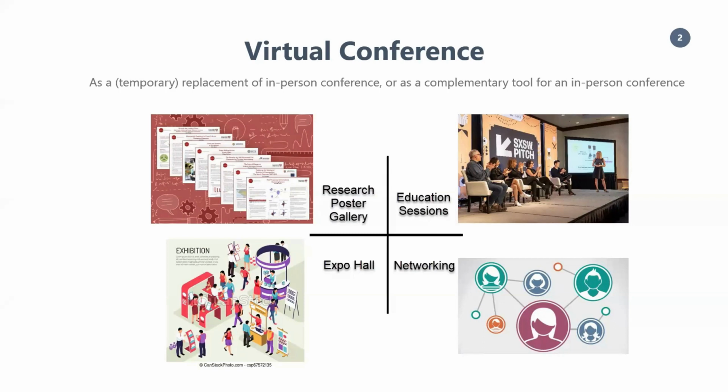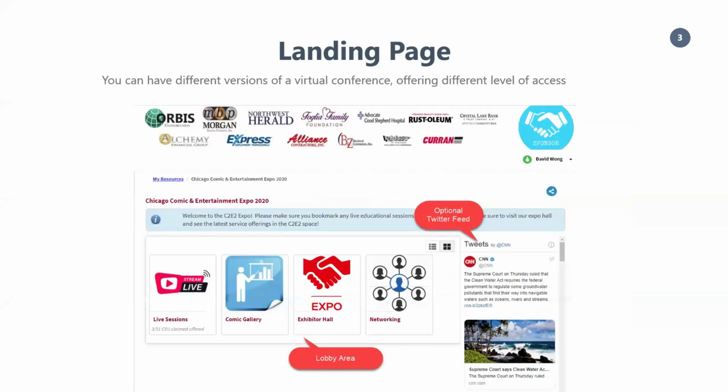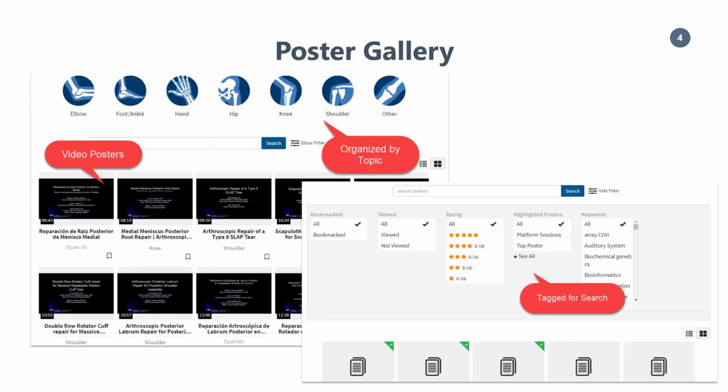So we're going to talk about poster galleries, education sessions, an expo hall for your exhibitors and sponsors, and also some networking capabilities. Here's a screen of a possible landing page that allows people to navigate to where they want to go. I'm highlighting the 4 main pillars: the live sessions, the galleries, the exhibit hall, and the networking. And I had an optional Twitter feed here, in case you want to drive some social action between your conference attendees.